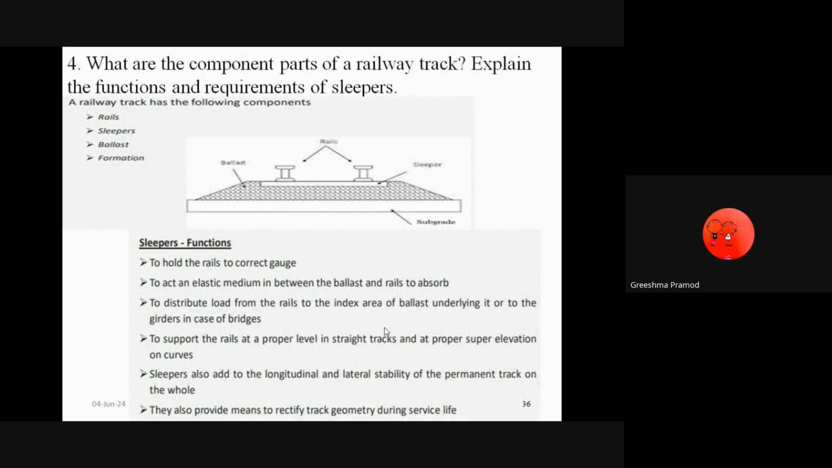Now, what are the component parts of the railway track? You need to explain the functions and the requirements of the sleeper. The sleeper need not be the only thing asked; they can ask about rails, sleepers, or ballast. So what are the component parts of the railway track? You have rails, sleepers, ballast and formation.